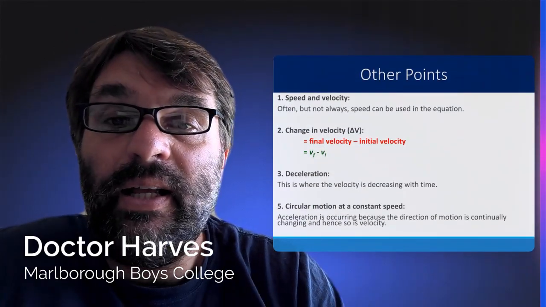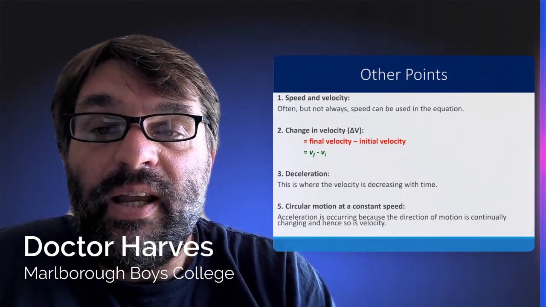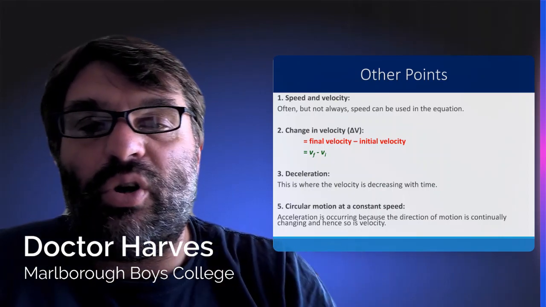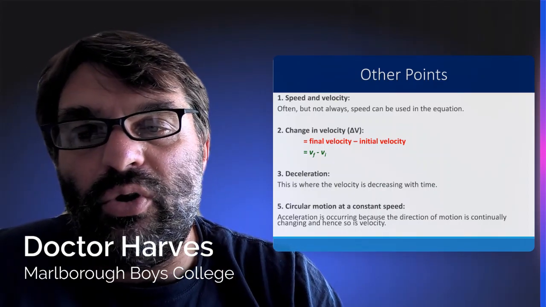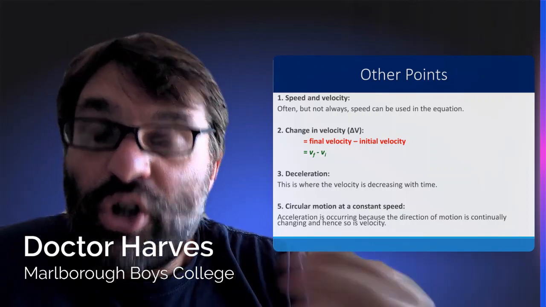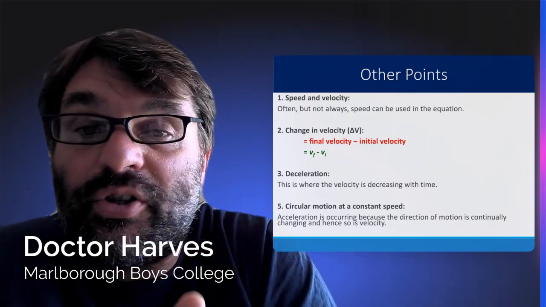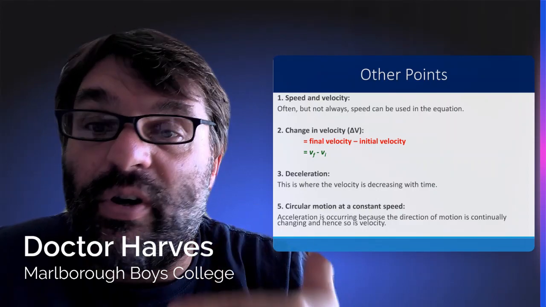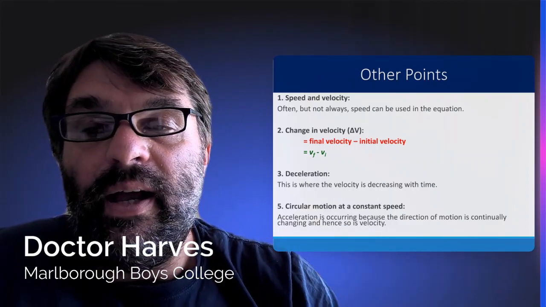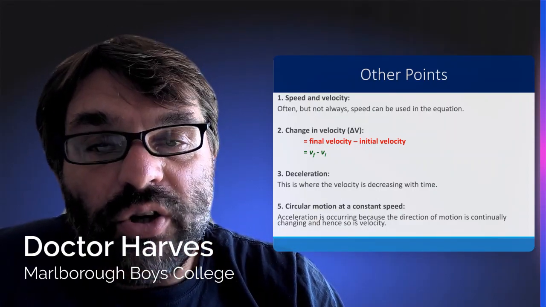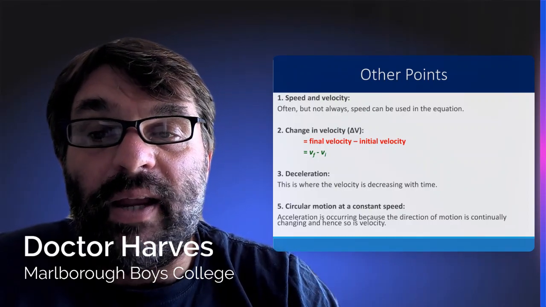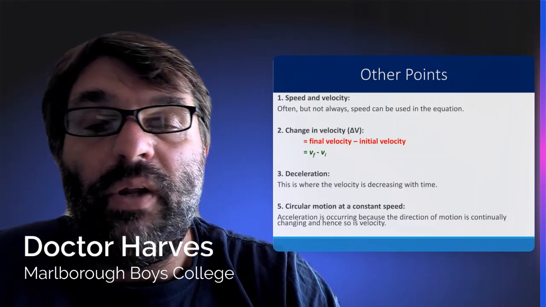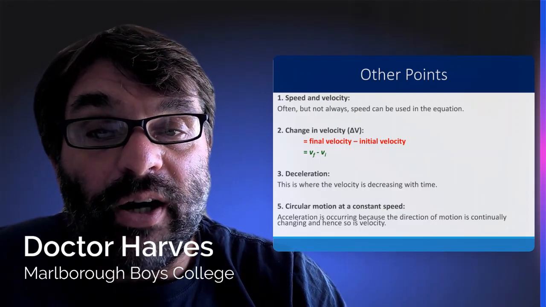The other points are, in terms of speed and velocity, you can use speed in those equations as well. They're kind of interchangeable, okay? So speed can be used in the acceleration equation. Change of velocity is going to be the final velocity minus the initial velocity. So lots of your exam questions could involve calculating the change in velocity first. Deceleration is going to be when the velocity or speed is slowing down, and that will be a negative acceleration.